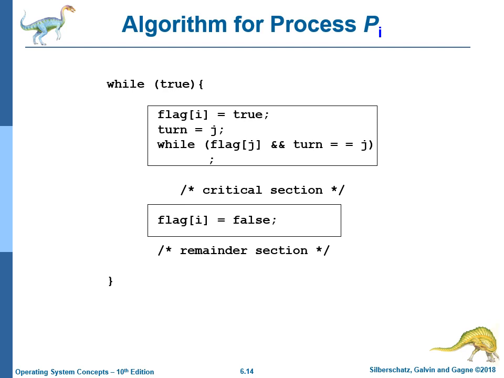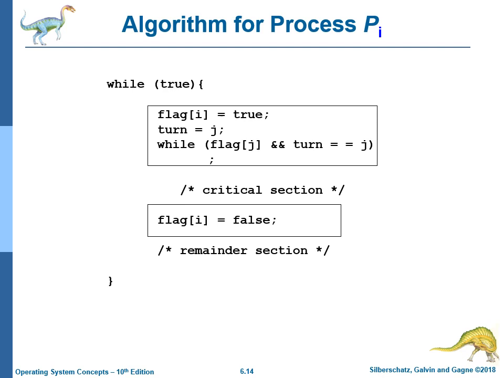The variable turn, as we said earlier, indicates whose turn it is to enter the critical section. If turn equals i, then process i is allowed to execute in the critical section. The flag array is used to indicate that a process is ready to enter its critical section. So if flag[i] is true, this value indicates that Pi is ready to enter the critical section. To enter the critical section, the process sets flag[i] to true and then sets turn to the value j.